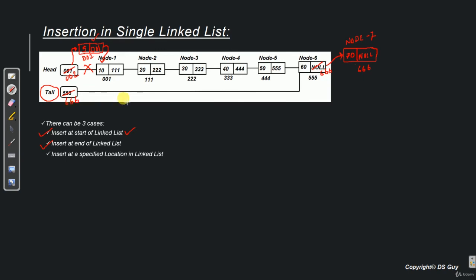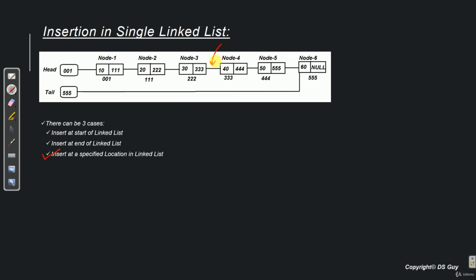So once we update the value here, the link of tail gets updated from node 6 to node 7. So tail no more points to node 6, it starts pointing to node 7. With that, we have successfully inserted a new node at the end of a linked list. Now let's see how we can insert a new node at a specified location. Let's say we want to insert a new node in between node 3 and 4.